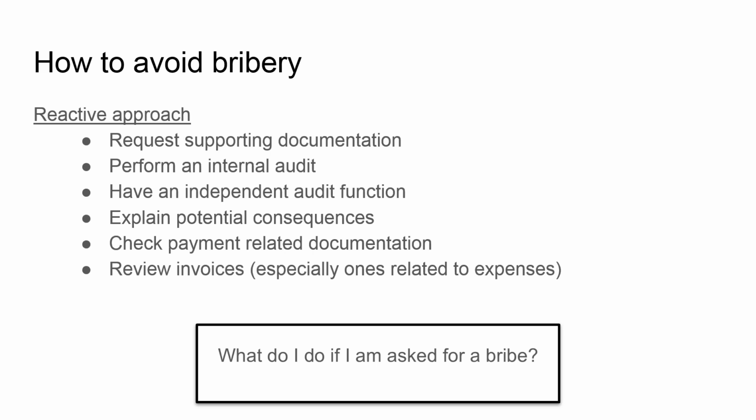Okay, when we come to the reactive approach, first of all, in almost every case, I would request supporting documentation for your costs and expenses. You may perform an internal audit on a periodical basis, or if you see specific risks, you can tailor your internal audit for that as well. And having an independent audit function is a good idea as well, because in the ideal case, independent audit teams are more experienced in these cases, especially when it comes to anti-corruption. And you may explain potential consequences of corrupt activity to your employees so that they are aware of what they're up to. And last two steps, you may check payment-related documentation.